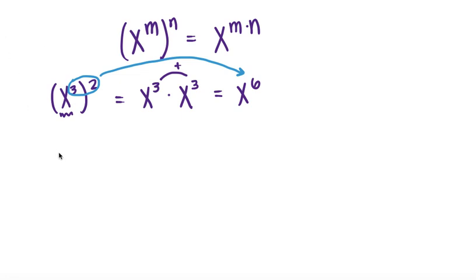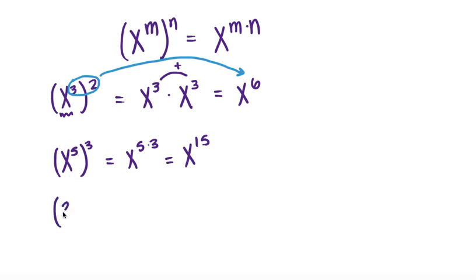So another example of that, let's say I have x to the 5th raised to the 3rd power. All I would need to do is just have x to the 5 times 3, which is 15.